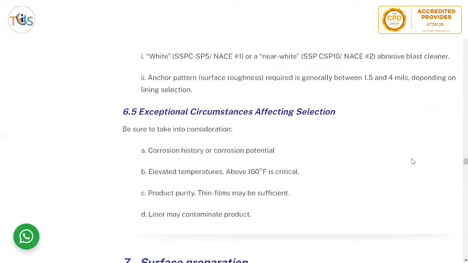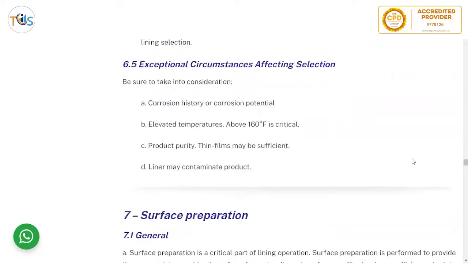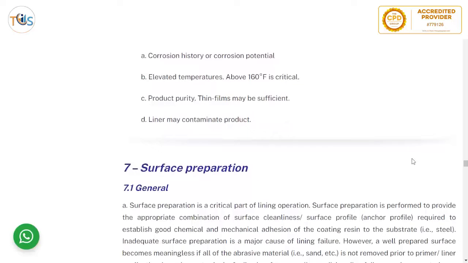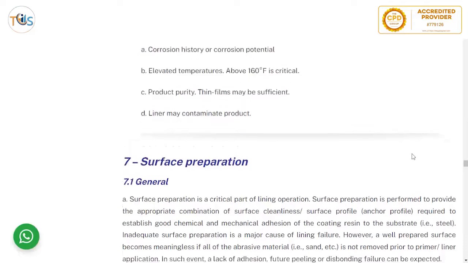Exceptional circumstances affecting selection: be sure to take into consideration corrosion history or corrosion potential. Elevated temperature above 160 degrees Fahrenheit is critical. Product purity: thin films may be sufficient. Liner may contaminate product.